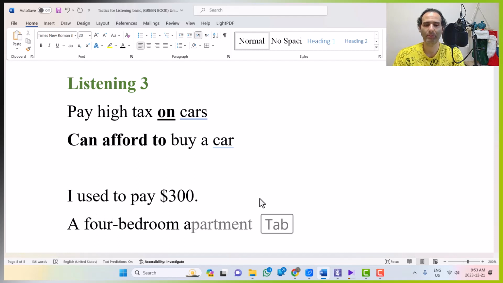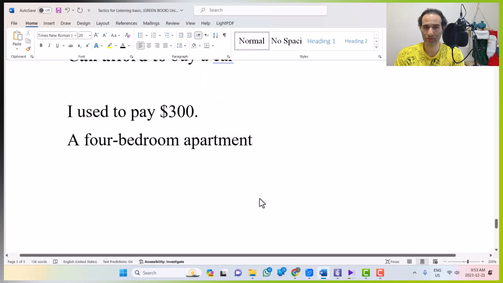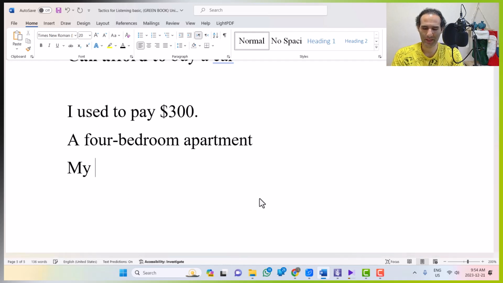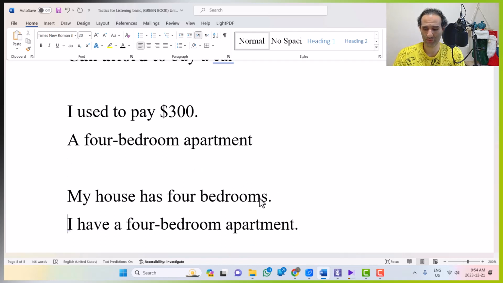A 4-bedroom apartment, and it's not 4 bedrooms. You know about it. We have talked about it, but one more time. So my house has 4 bedrooms. My house has 4 bedrooms. I have a 4-bedroom apartment. I have a 4-bedroom apartment. My house has 4 bedrooms.